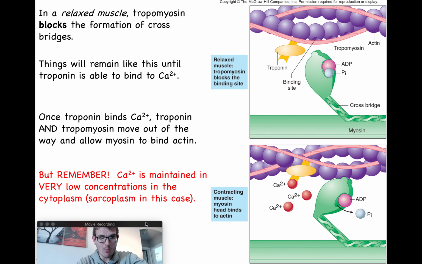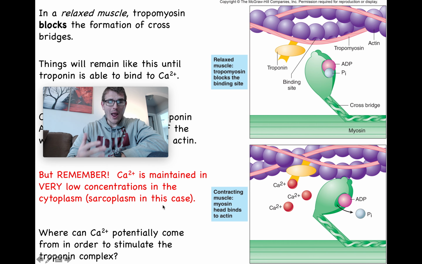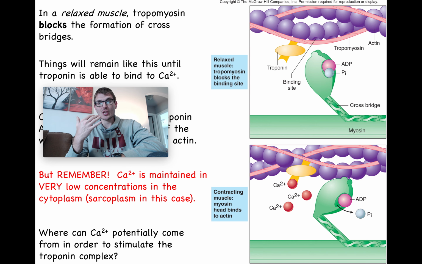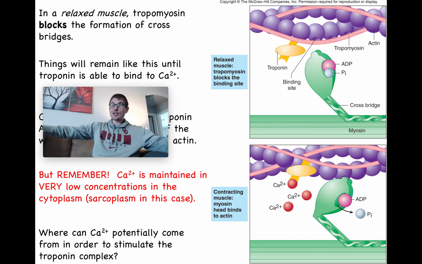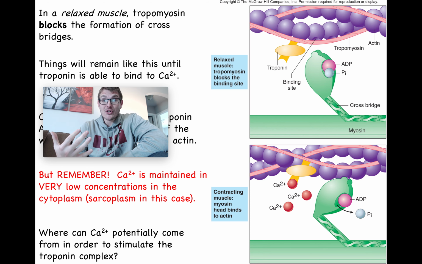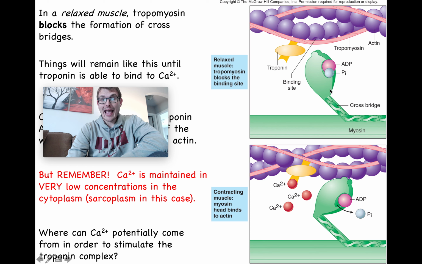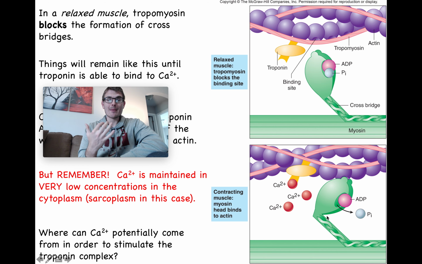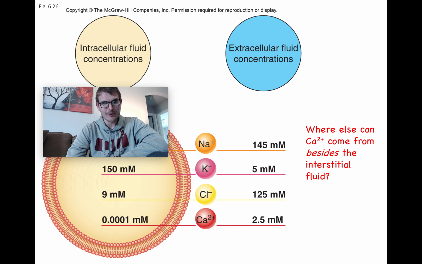So the question we want to answer here: where can this calcium potentially come from? Where can we possibly get calcium to just suddenly show up in the intracellular fluid? Because what we can understand here is that the only way we are going to go from a relaxed muscle to a contracted muscle is if we can somehow find a way to increase the intracellular calcium concentration. So where can we possibly get that calcium to come from?